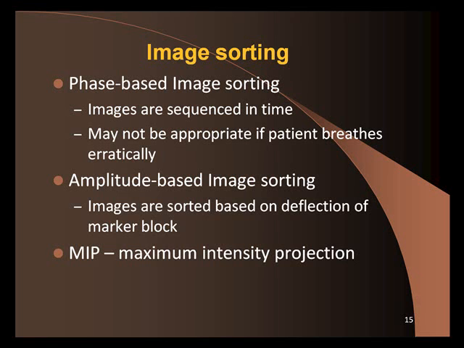MIP, maximum intensity projection. This is actually probably the most common way of treating patients with breath management. So the maximum intensity projection is, you've got your 4D CT scan, okay, and you can see on the software, it'll show you the tumor movement in a particular slice. So what the physician does is, here's one slice. Here's one slice in time. Okay, so this is time, and time is going to progress that way.